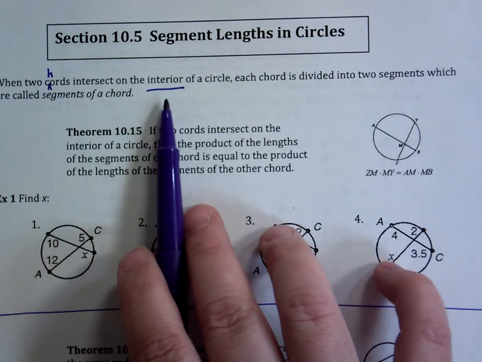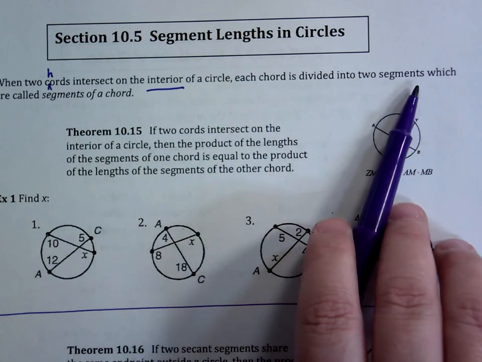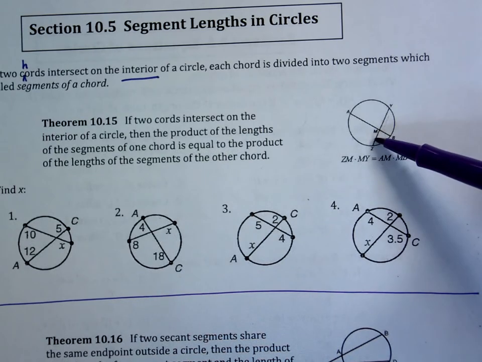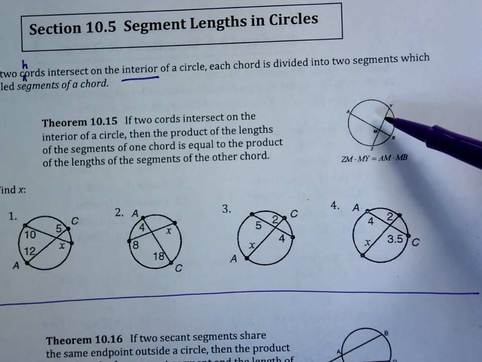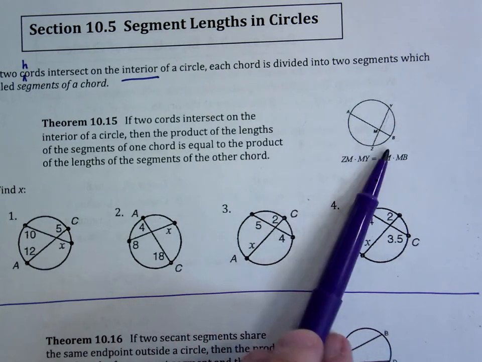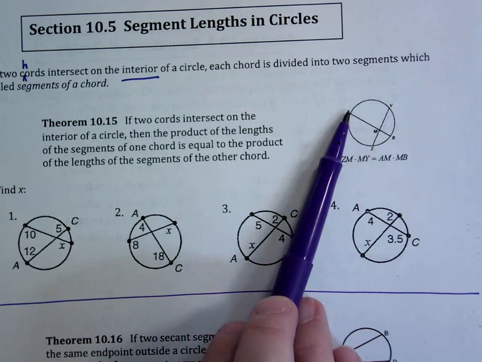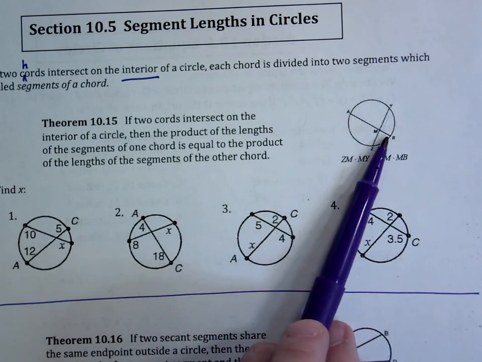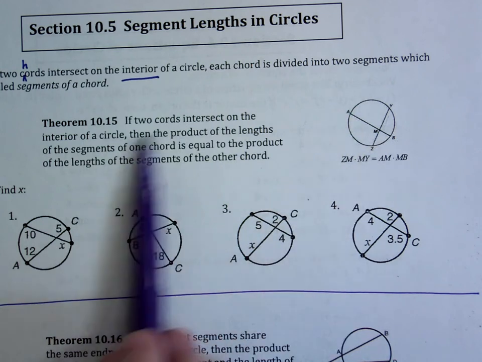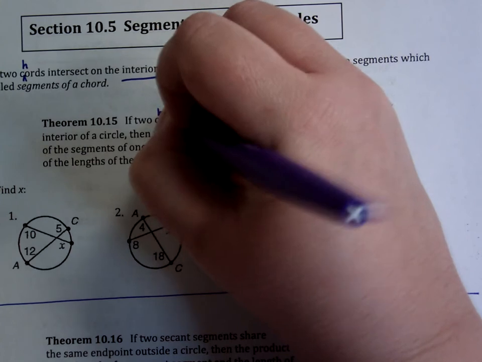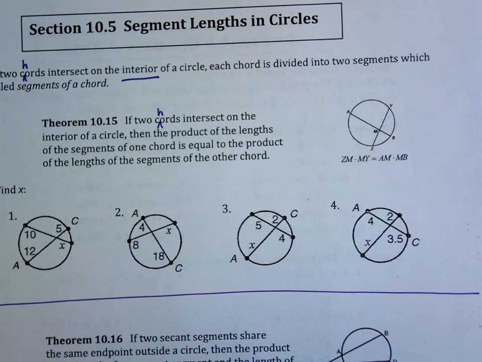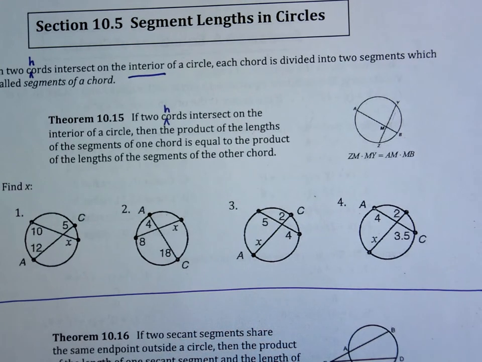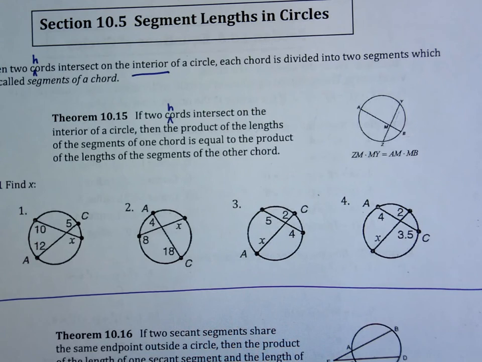If they're inside the circle, each chord is divided into two segments. So this whole chord has two parts, one part over here and one part on the other side of the chord it crosses. The chord AB is divided into two parts, A to M and M to B. So if two chords intersect on the interior of a circle, then the product of the lengths of the segments of one chord is equal to the product of the lengths of the segments of the other chord.